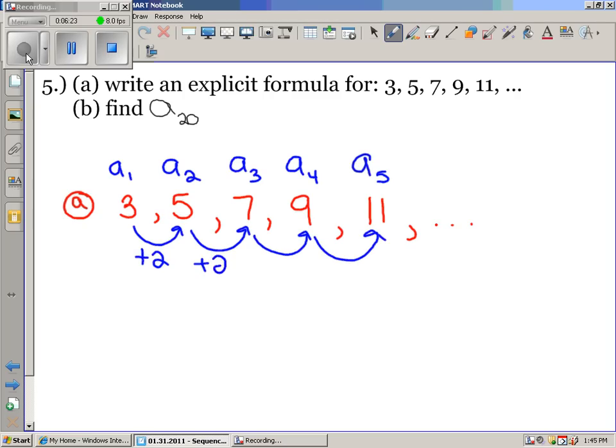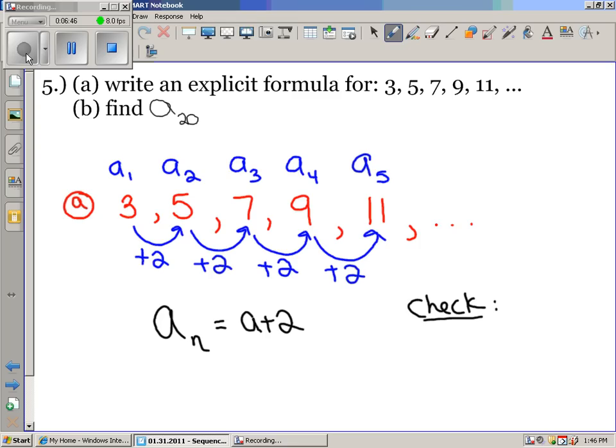But it's tricky how you build an explicit formula. Well, explicit formulas always start out like this, a sub n. And so now, Alicia, what do you think it is? A plus 2. Let's see. A plus 2. Always we've got to do a little check. Let's see if it works.